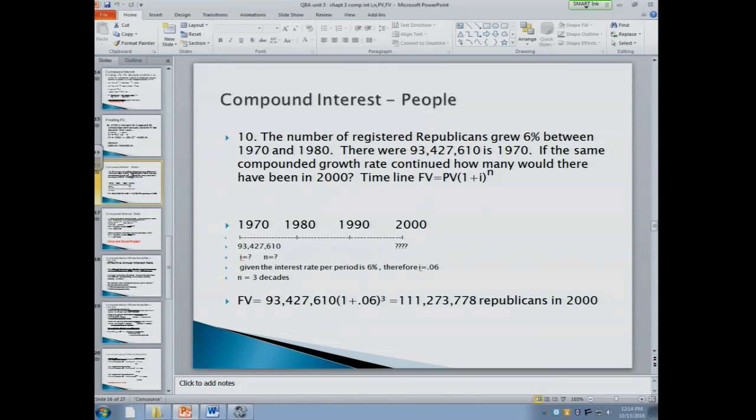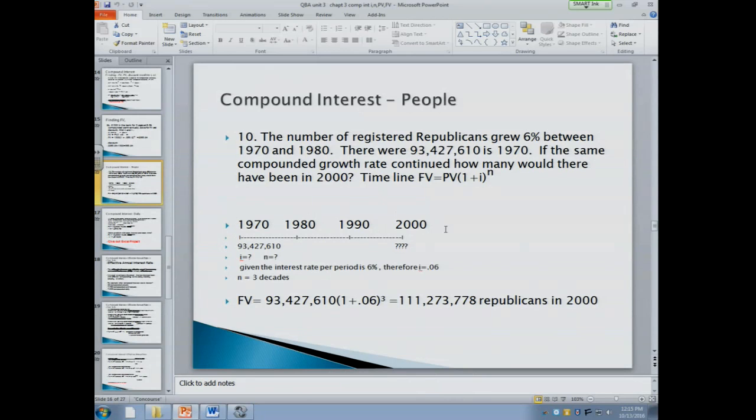So there's a couple of things here I want to note. First of all, the period. I want you to pause this and see if you can guess what the period is. The period is 10 years. Because it defined it as between 1970 and 1980. The period was 10 years.